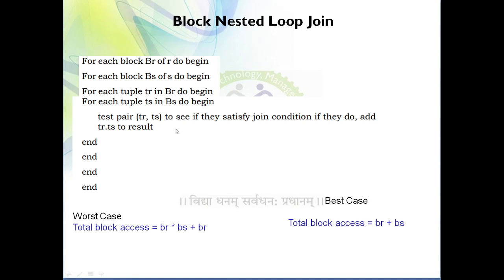If they both have a common attribute, if they satisfy the join condition, then they will be added to your result, otherwise it will not be. So here you can see four nested loops, because four for loops we are going to use over here. So how to calculate the total number of block accesses? Suppose you are using block nested loop join. So the formula is BR into BS plus BR.